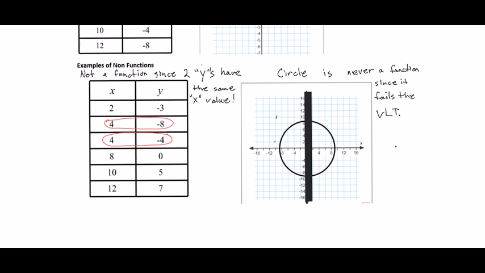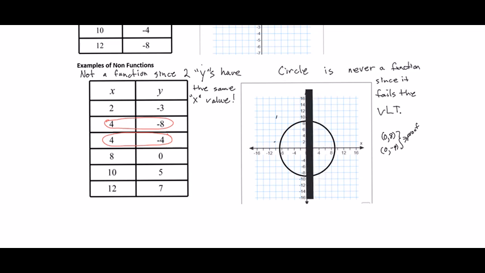For example points, I could say that (0, 8) and (0, -9) are proof because, just like before, I have one x, i.e. 0 is our matching x, but we have 2 different y values. And that basically will tell us, based on our vertical line test, that this fails.